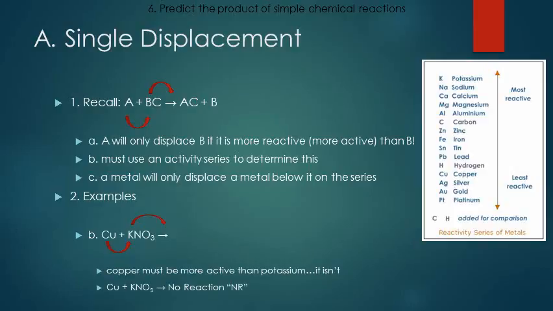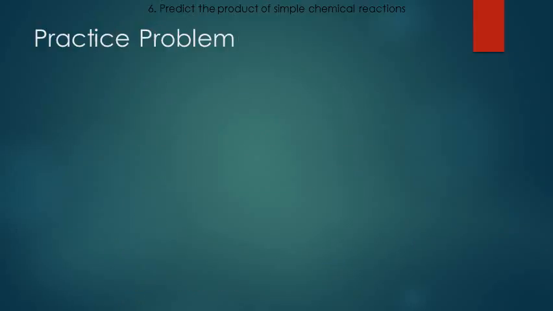So what we would write here, if we were given these two reactants and asked to determine what the products would be, we would simply write no reaction, or NR, to mean no reaction, because the copper is less reactive than the potassium. Nothing will occur.